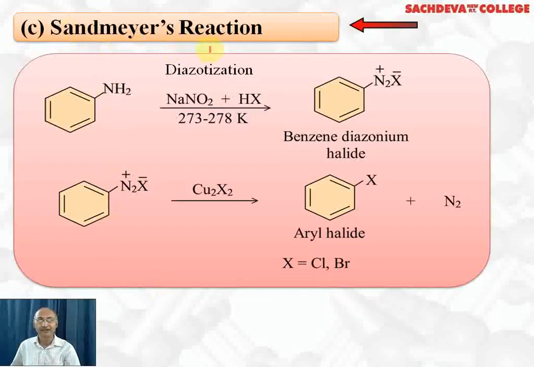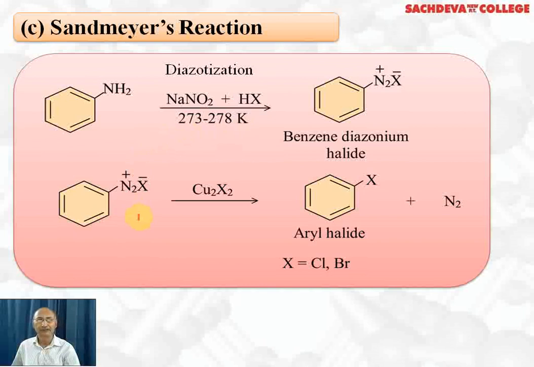Next we are taking Sandmeyer's reaction, aniline. This compound is aniline. First step is diazotization. Diazotization is carried out by NaNO2 and HCl preferably because diazonium salts are unstable. So generally we take HCl. This results in formation of benzene diazonium halide. Usually we have benzene diazonium chloride. Temperature has to be maintained at 273 to 278 Kelvin because diazonium salts are stable only at low temperature.